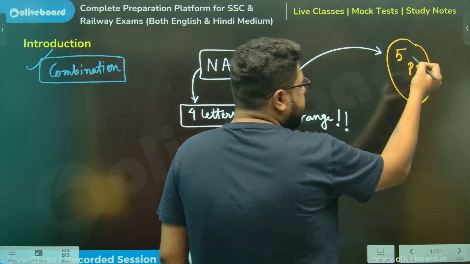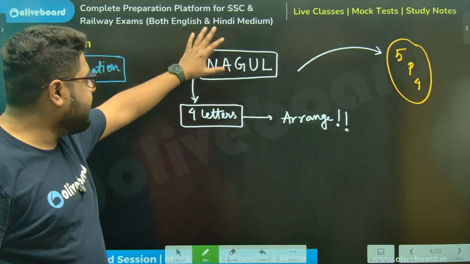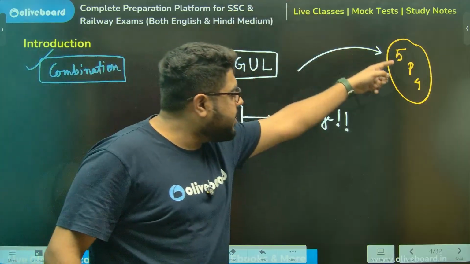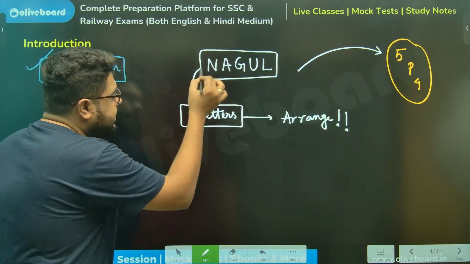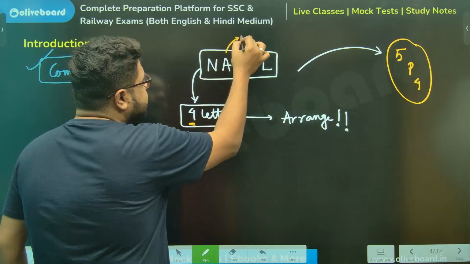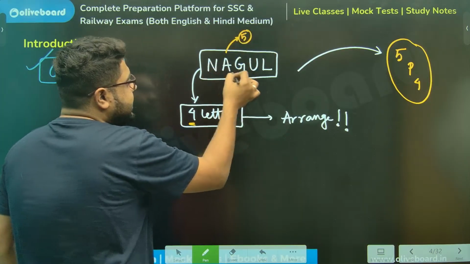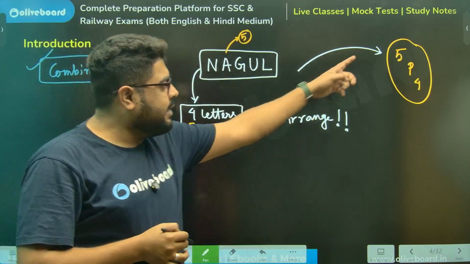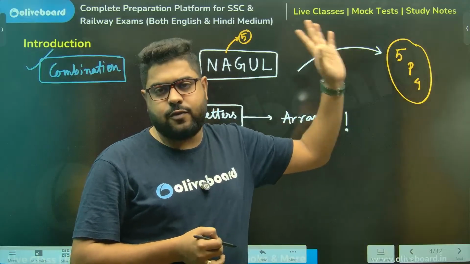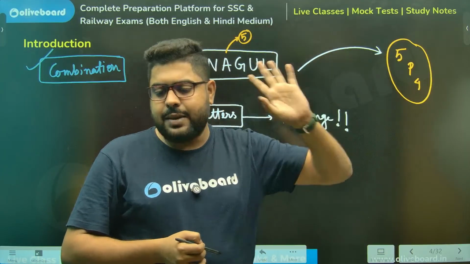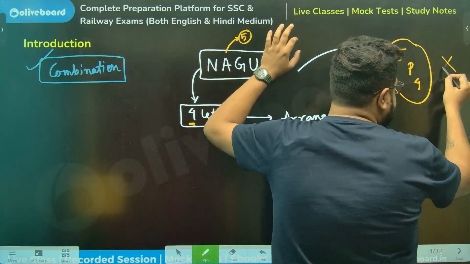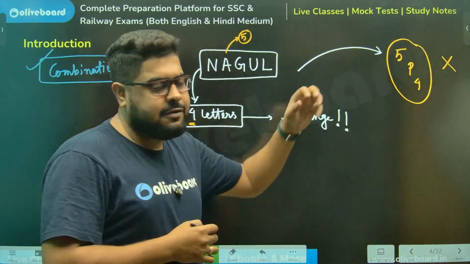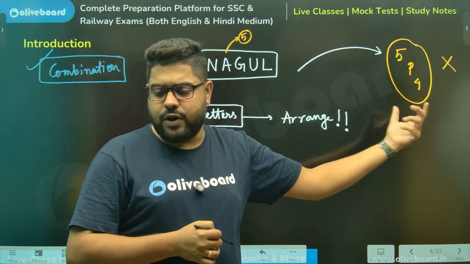5 permutation 4, meaning out of 5 letters, you are permuting 4 letters. Because in the name Nagul, you have 5 letters. So out of 5, you are doing 4. But I'm not going to use this because it gives less control. I have less control over this. This is a kind of automatic thing.